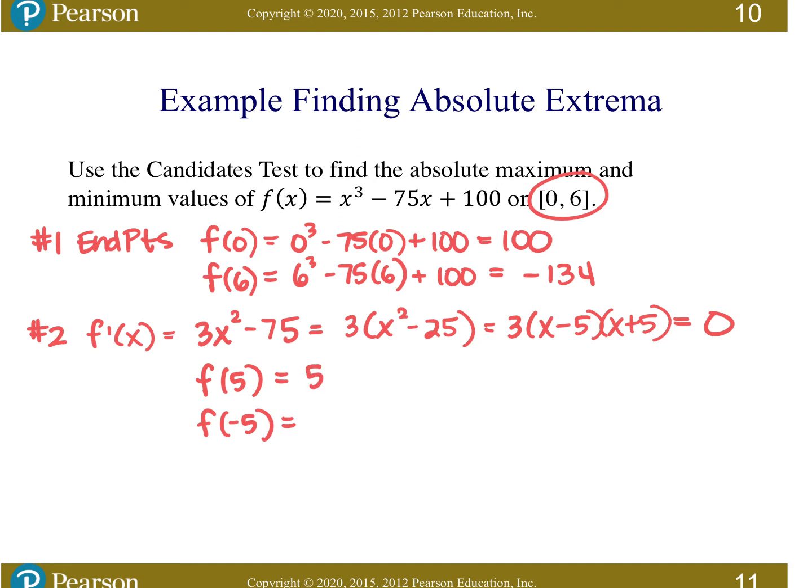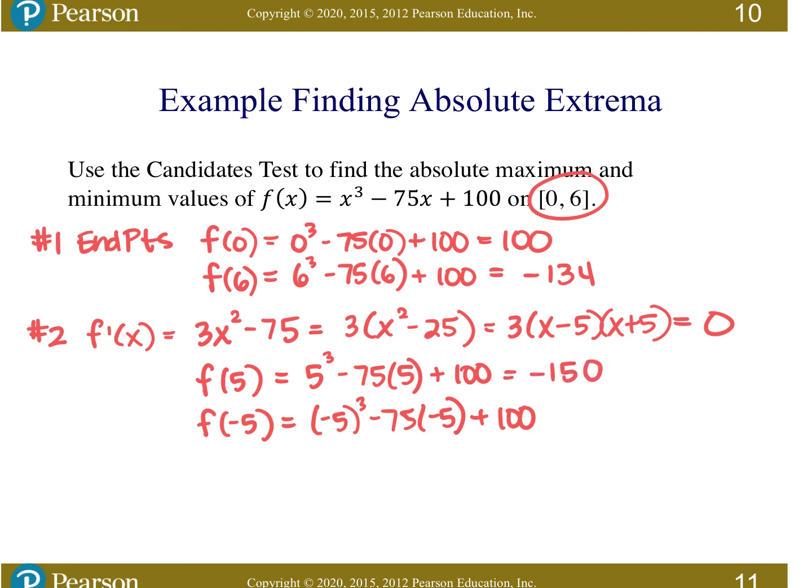So I'll have 5 plugged into the original, 5 cubed minus 75 times 5 plus 100. Noah, can you do this one? Okay, and then I'm going to do negative 5. So that would be negative 5 cubed minus 75 times negative 5 plus 100. Jeffrey, can you do this one? Do you have your calculator or no? No. Then maybe, Kira, you can do it. Noah? Negative 150. Okay. And Kira's figuring hers out. Make sure to use parentheses, because negatives really need those parentheses.